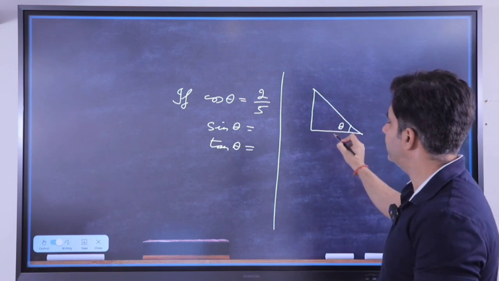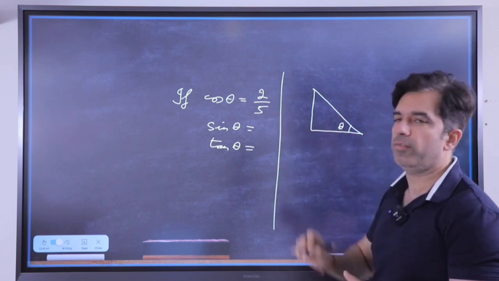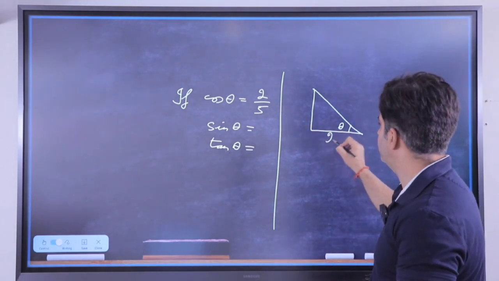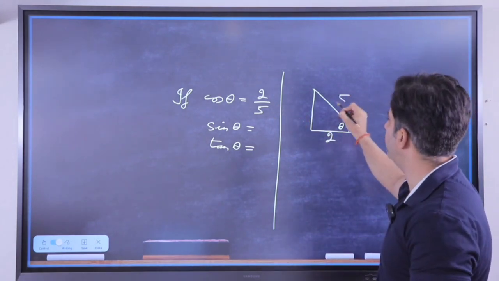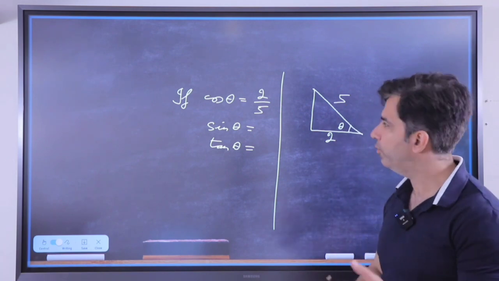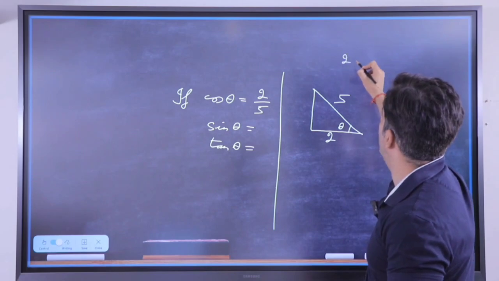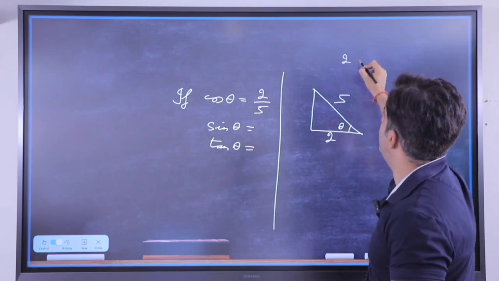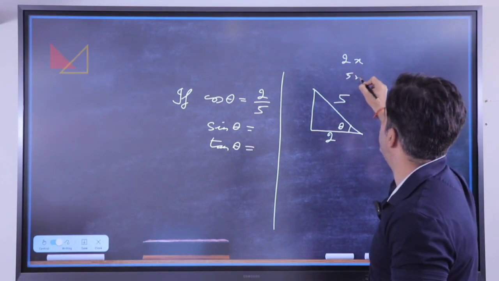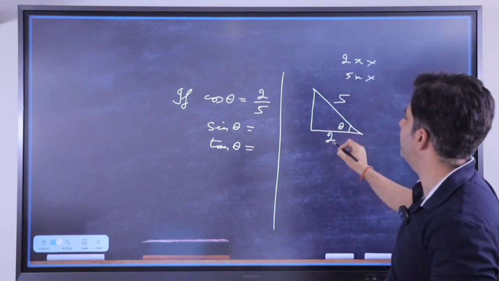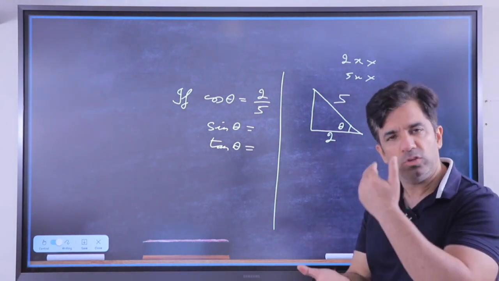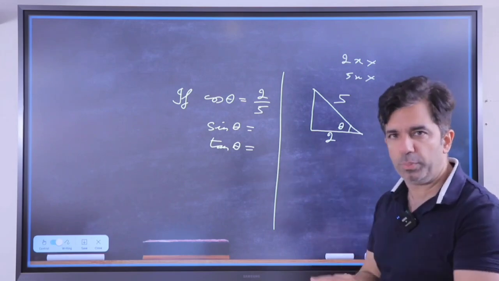The interesting part is this: just create this picture in your mind or on your notebook. In this question, cos theta is given to us as 2 by 5. In the most basic sense, it means that the base is 2 and the hypotenuse is 5. Or to write it more interestingly, you can write the base as 2x and the hypotenuse as 5x, but it really doesn't matter. You can easily list this as 2 and this as 5. Cos theta means base upon hypotenuse, so let the base be 2, then the hypotenuse would be 5.